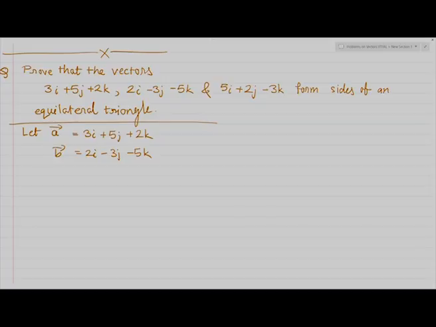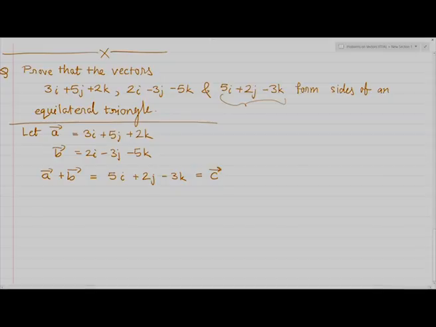I have one interesting observation. If I sum A bar plus B bar together, then you just see 3 plus 2 is 5i, 5 minus 3 which is 2j, 2 minus 3 which is minus 3k. What is this? This is nothing but C bar. I will call this C bar, and therefore, these 3 vectors form a triangle.